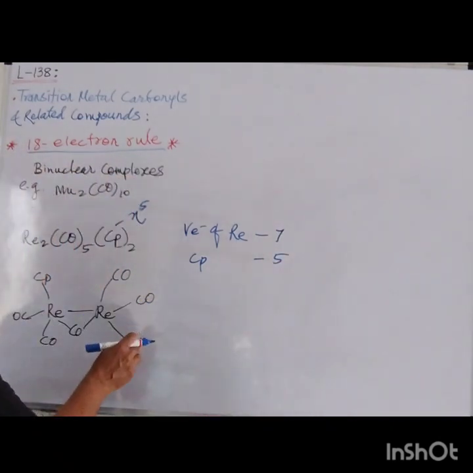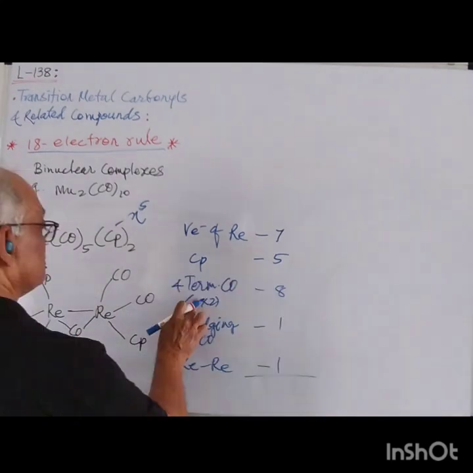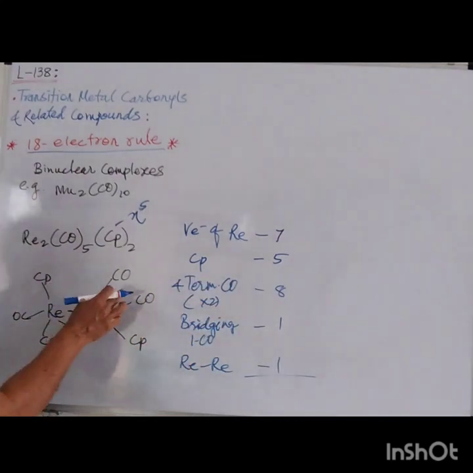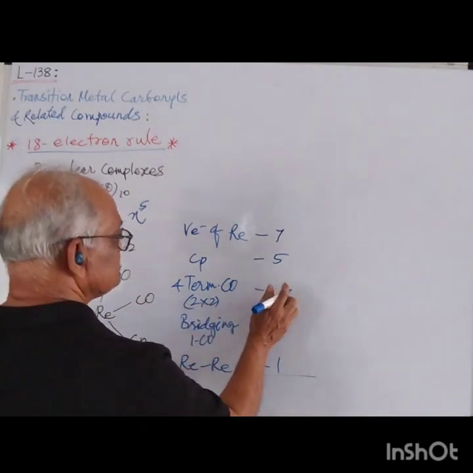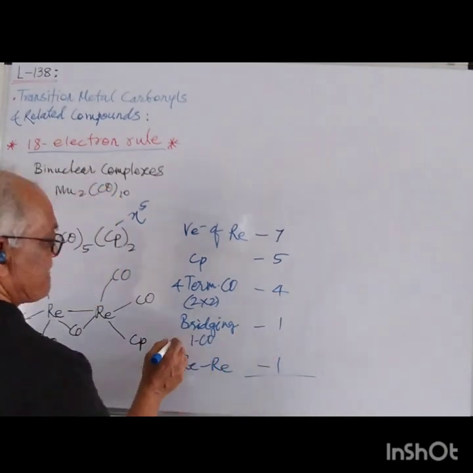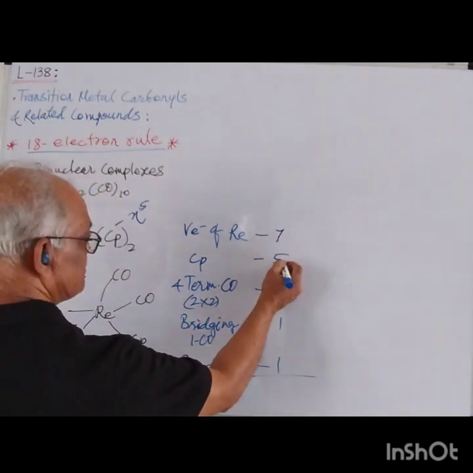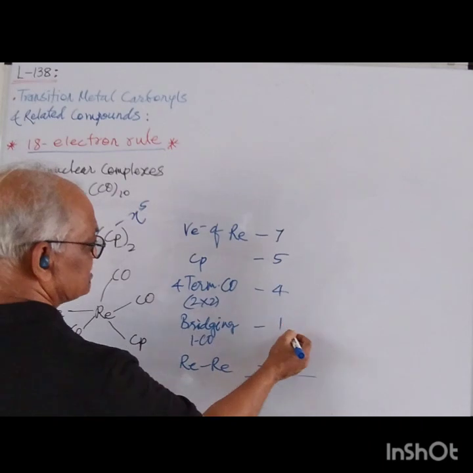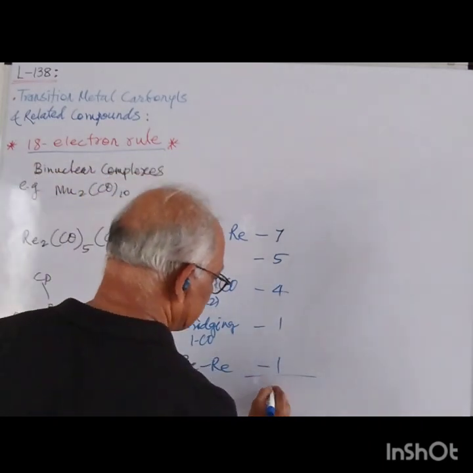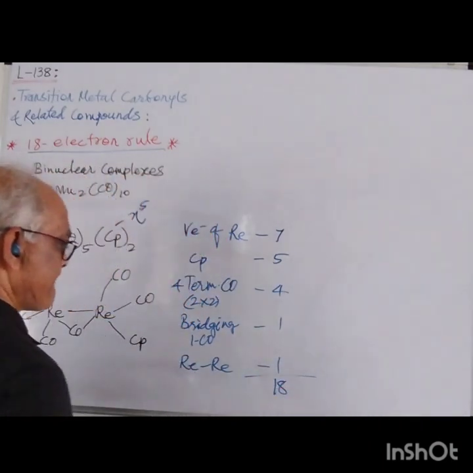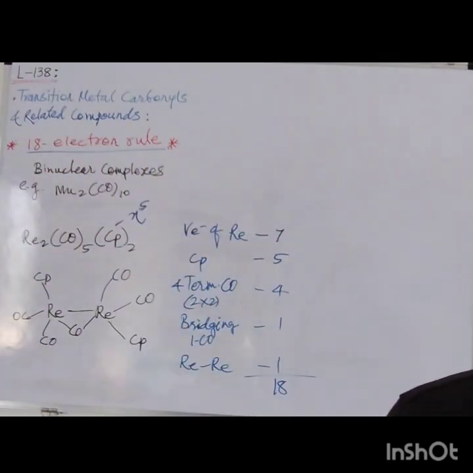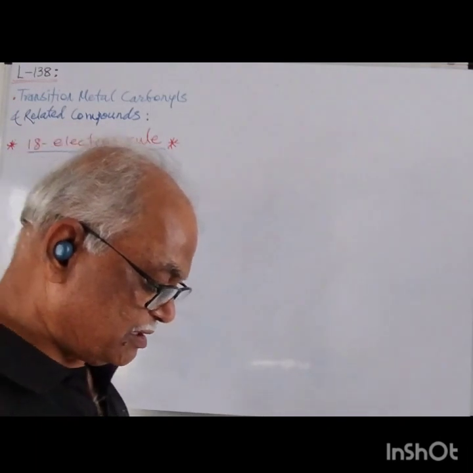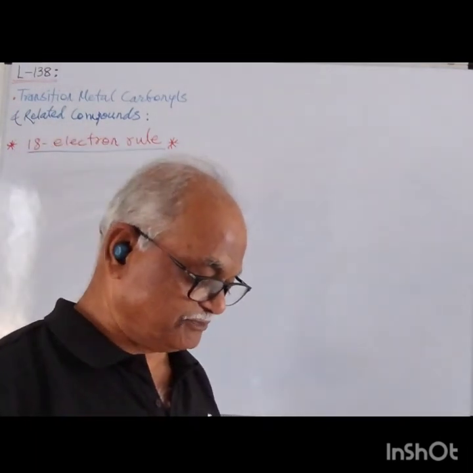Then there are only 2 carbon monoxides, because each already has 2 carbon monoxides. So 2 into 2 is 4. Then 7 plus 5, 12 plus 4, 16, 17, 18. So this is 18, the total of this 18 electron rule. Then we go to the next example.